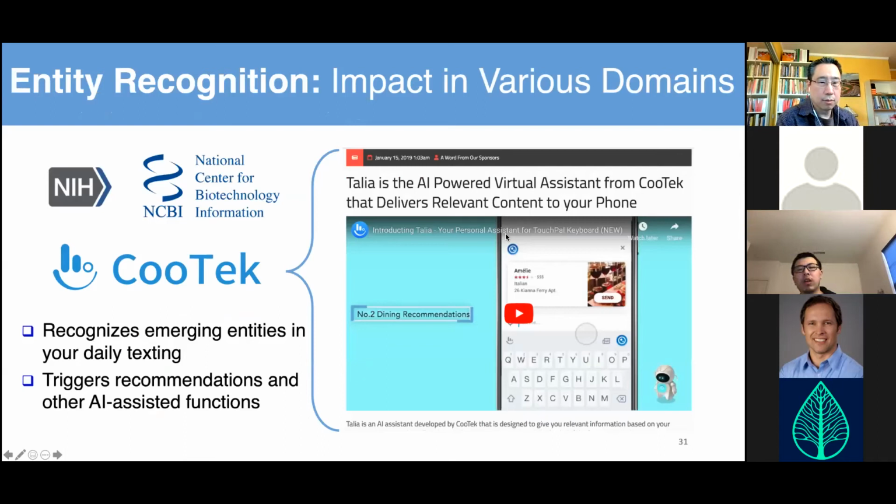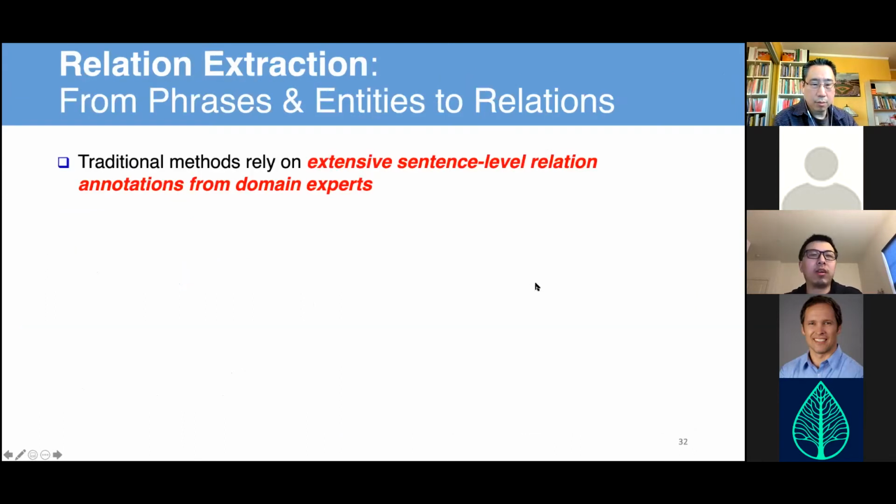This one has been also adopted to different places after we open sourced the code. And there's some NCBI center at NIH. They're using our AutoNER method to look at their biomedical data set because we did the experiments mainly for the bio domain, as there are extensive dictionaries available. And there's a cool tech company. It's a NYSE listed company, I think. They're using our AutoNER idea to recognize the emerging entities and further trigger some recommendations or AI-assisted functions when you are typing something using their input method.